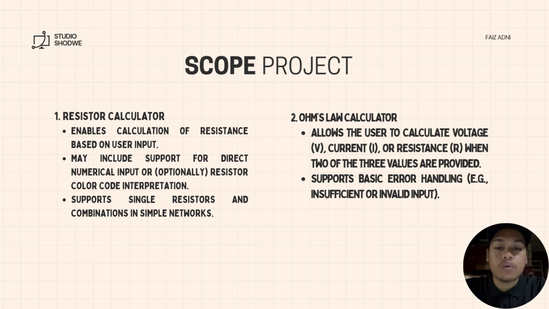Next, for the Ohm's law. This allows the user to calculate voltage, current or resistance when two of the three values are provided. It also supports basic error handling, for example, insufficient and invalid input.